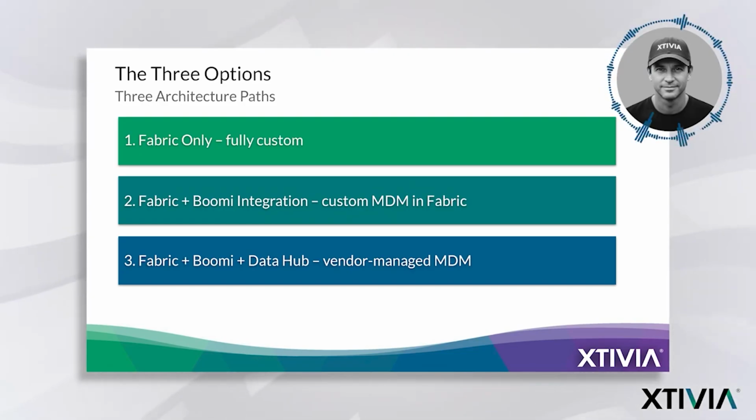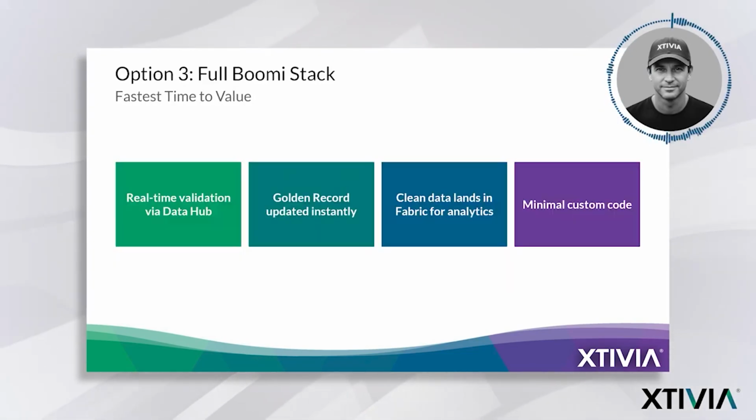Let's look at option three first, the one with the Boomi Data Hub. The flow there is actually quite elegant. An updated customer record gets pulled by a Boomi process. It's immediately validated against the Data Hub rules. The Data Hub updates that central golden record, and then it triggers real-time updates out to all the other connected systems. And simultaneously, that clean, validated golden record data lands in Fabric in your bronze layer, ready for analytics.